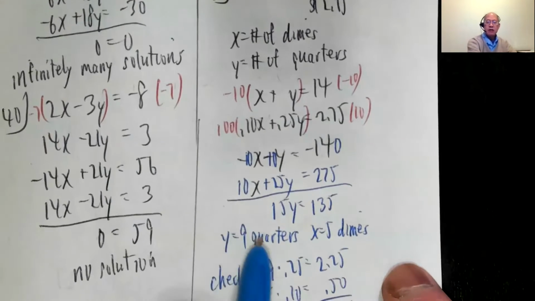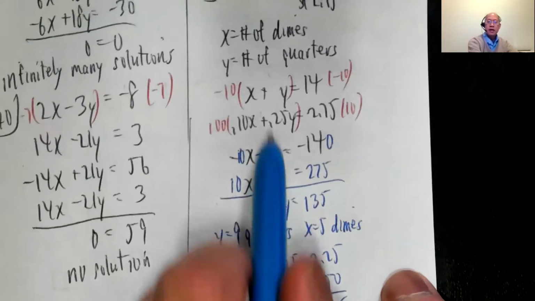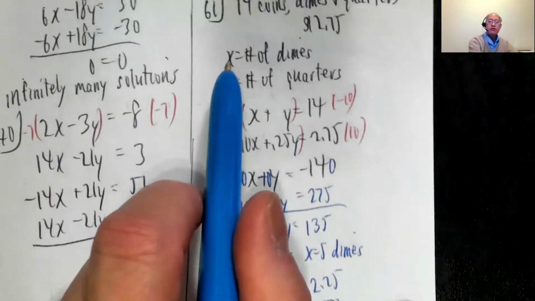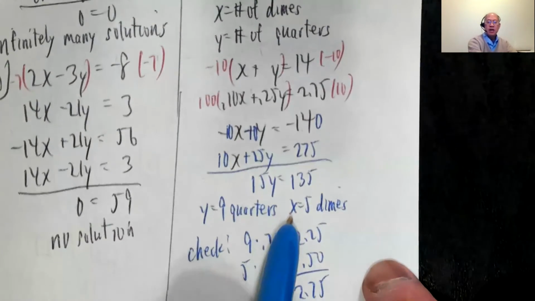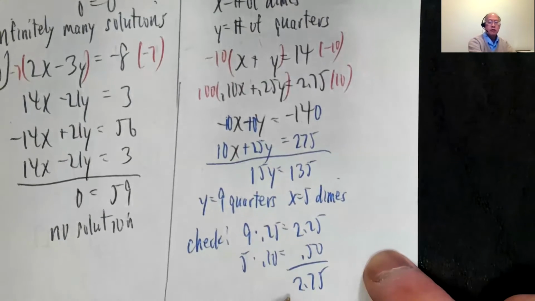Add them up, x drops out. 15y equals 135, divide by 15, y equals 9 quarters. The total was 14, so we have 5 dimes. And a quick double check, 9 times 25 cents is 225, 5 dimes is 50 cents, add them up, you do get indeed 275.